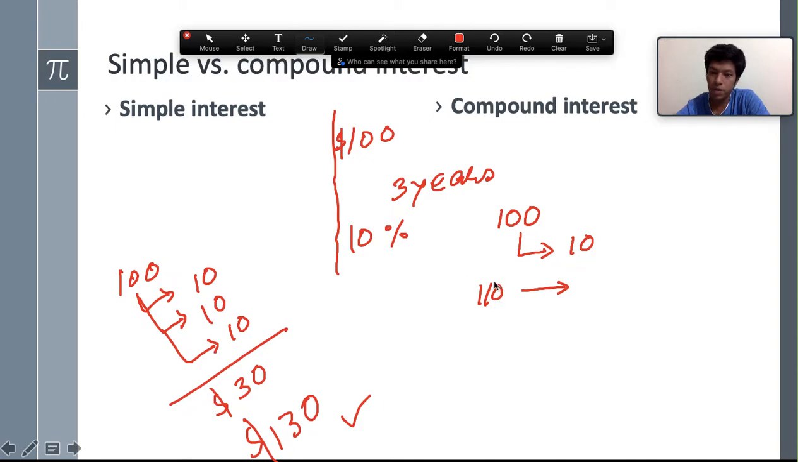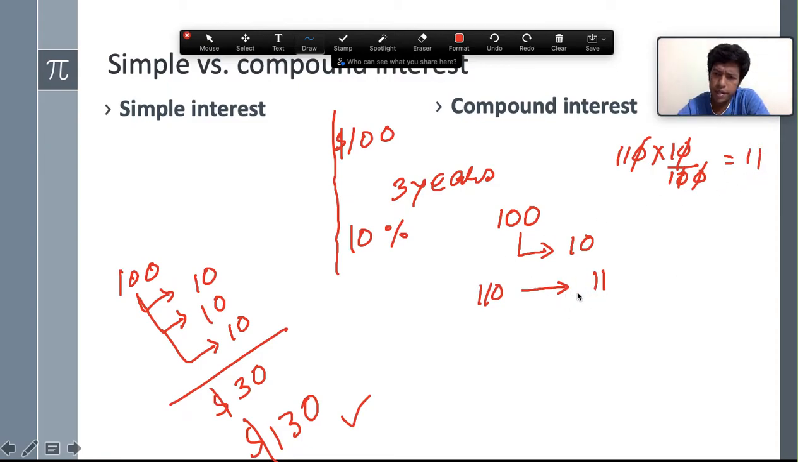So if they give you interest by the end of the second year, on the total amount at the end of the first year, you will get $11 more, because 10% of 110 is 11. You can do the calculation this way: 110 times 10%. Percent means divided by 100, so this 0 cancels out, this 0 cancels out, and the total is 11.